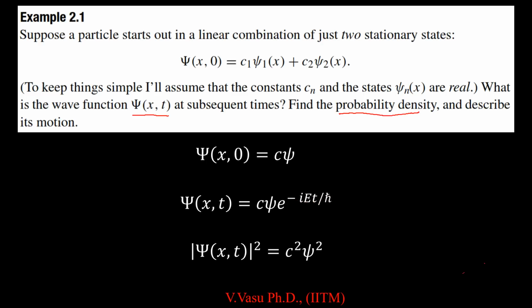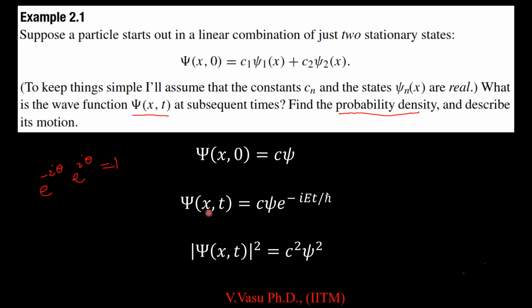So e^(-iθ) times e^(+iθ) is naturally equal to 1. So this exponential term will go away, and we will get only c squared psi squared. So the time dependence goes away. So it is called a stationary state individually. Remember that it is individually.